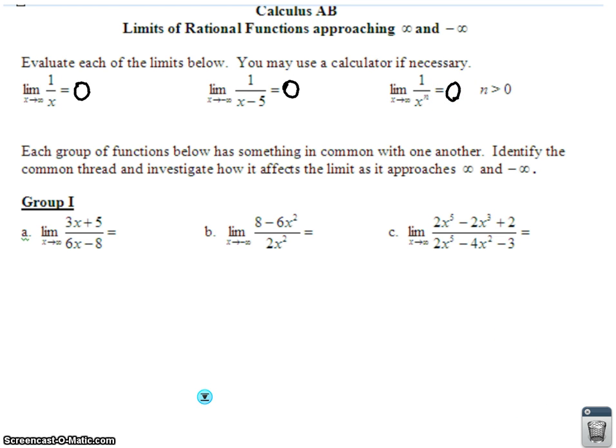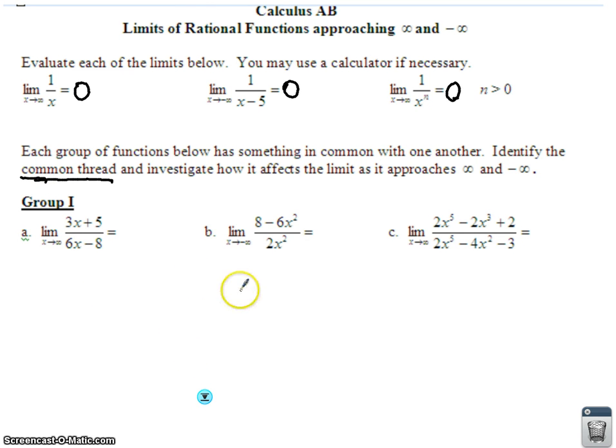So then what I'd like you to do down here is, again, take a look at each of the functions in group 1 and identify the common thread and investigate how it affects the limit as it approaches both infinity and negative infinity. So again, if you would like to investigate each one of these and see what's happening, you can pause the video, take a moment, and graph each one. Also, try to identify that common thread. Which one do they all have in common?